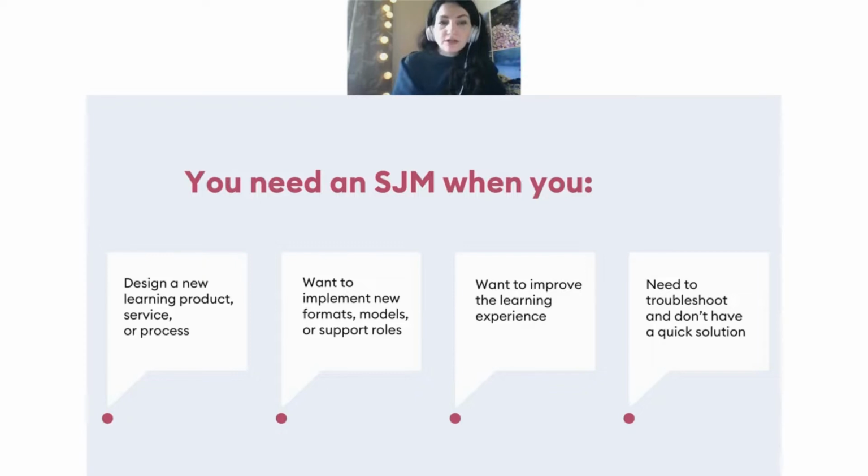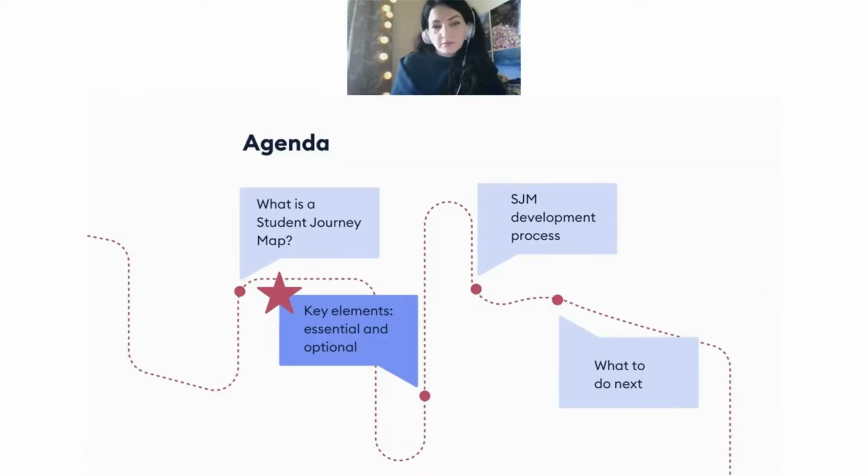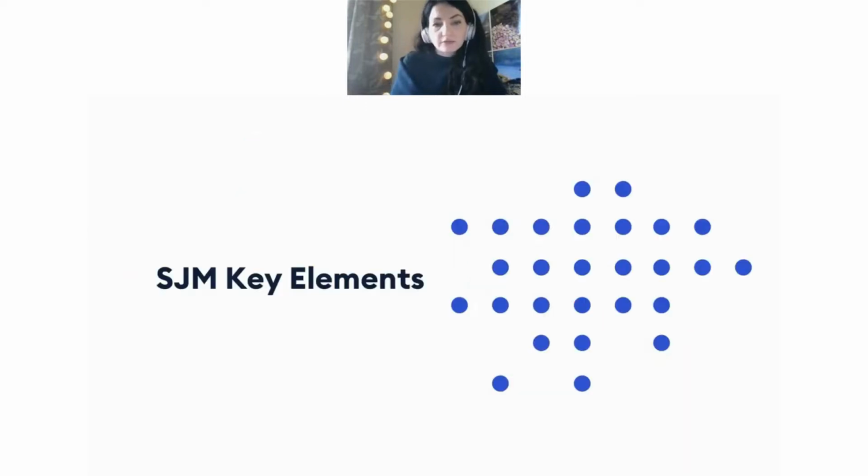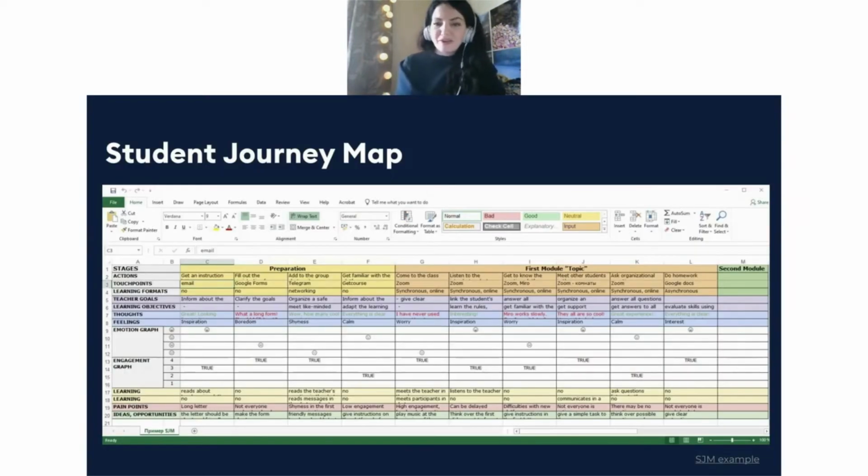Let's consider what elements the map consists of. There are essential and optional elements. First, we'll consider the entire framework step by step, and then we'll see each of these elements, which are essential and which are optional. So this is the whole journey map. It's one of the frameworks I want you to discover at this webinar.